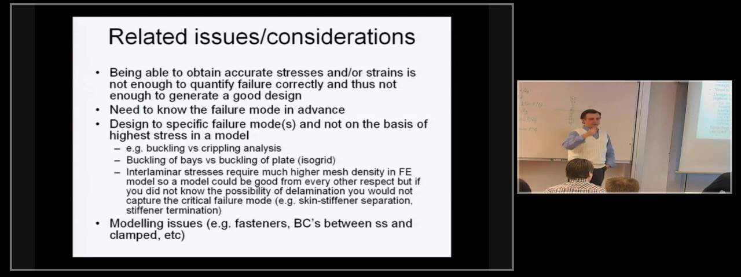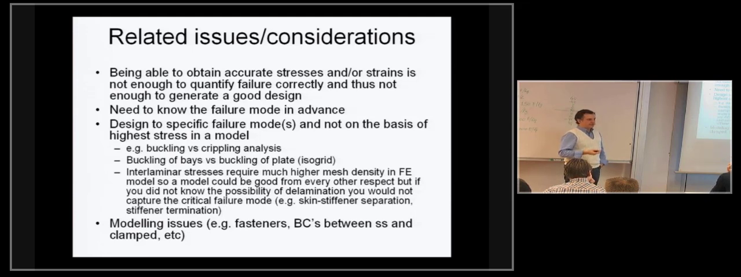But to know where to put a fine enough mesh means that you know in advance that the potential of a failure due to interlaminar stresses between the plies, that is in the out-of-plane direction, is high enough so that it justifies putting in a higher density. So, and that's just the beginning, and then if you think, okay, how do I model fasteners?